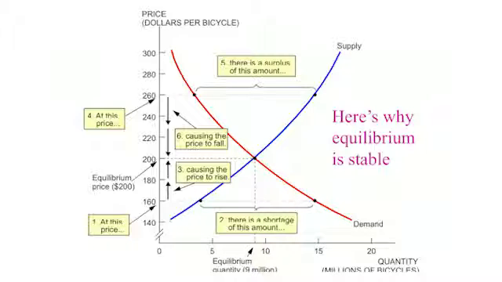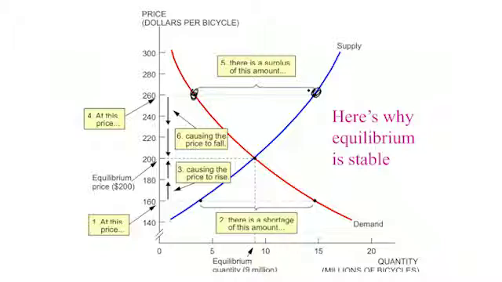The box labeled 4 says, suppose the price is 260 instead of 200. In this case, at 260, the quantity demanded is at the red line and the quantity supplied is at the blue line. So now firms want to produce too many bicycles. The quantity supplied is much greater than the demand. There's a surplus, economists would call it.